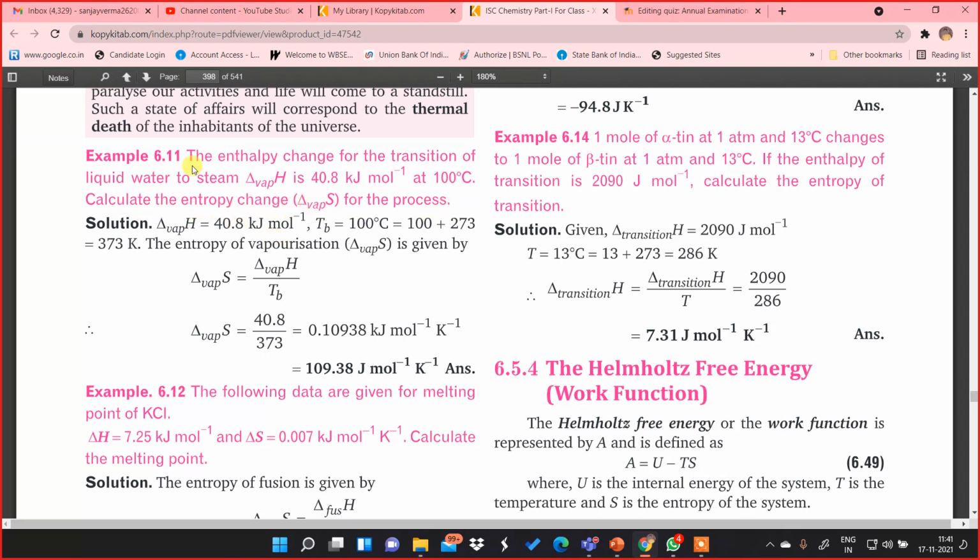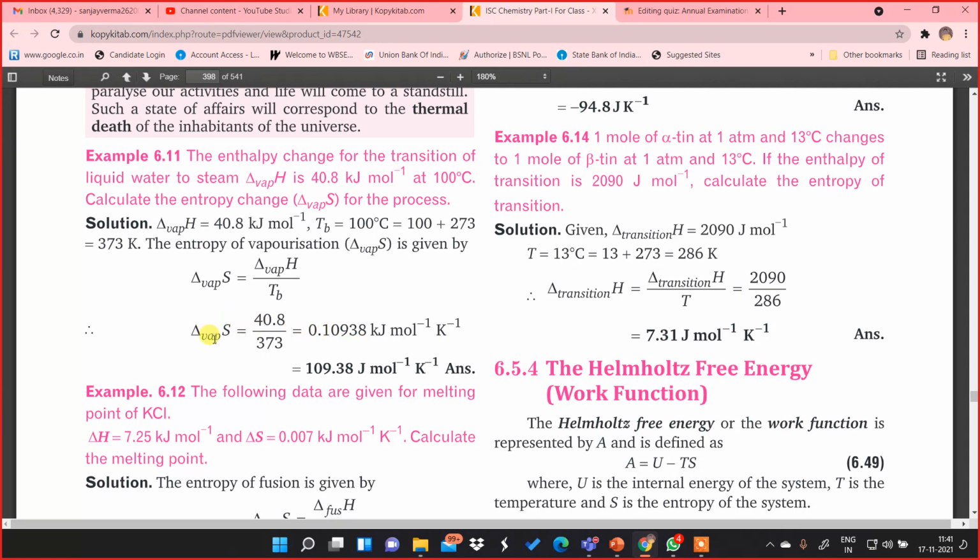So first, read the question carefully and write down what is given. Delta H vaporization is 40.8 kilojoules per mole. TB, the boiling point for liquid to change into steam, is given as 100 degrees Celsius, that becomes 373 Kelvin. The entropy of vaporization is given by the formula which I have already stated in my previous slides: delta H vaporization by TB. So put the values over here and you will get the value of entropy of vaporization.